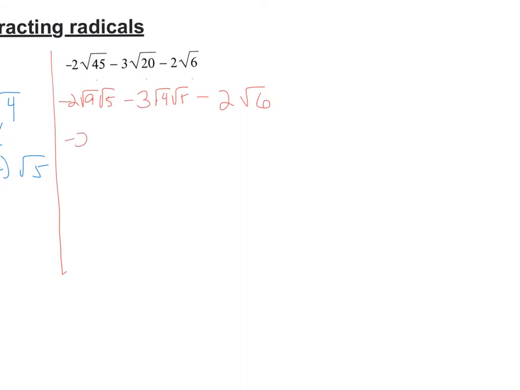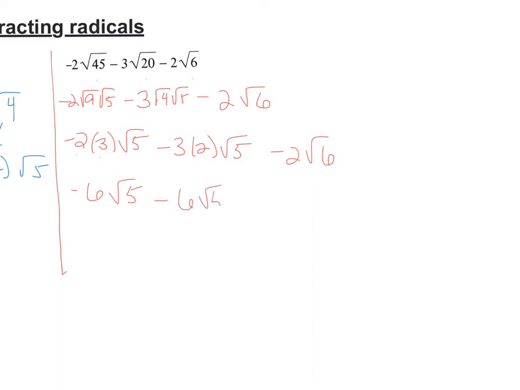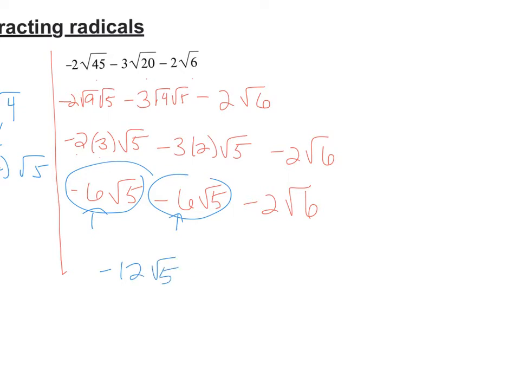I'm going to keep negative 2, square root of 9 becomes a 3. Minus 3 square root of 4 becomes a 2. Radical 5 minus 2 radical 6. Negative 2 times 3 is a negative 6 radical 5 minus 6 radical 5 minus 2 radical 6. Again, only combine the radicals that are like, so these two are like. I'm going to combine their coefficients and get negative 12 radical 5 minus 2 radical 6.